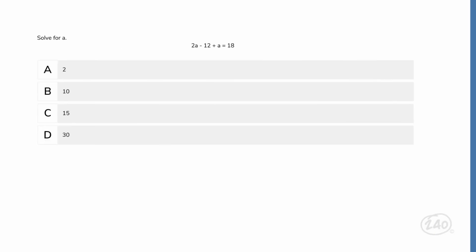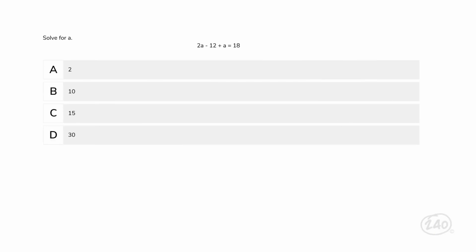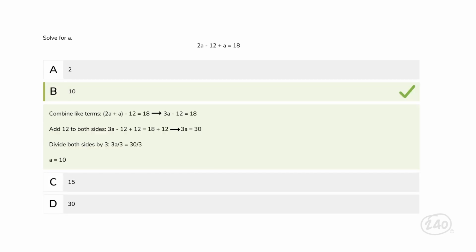Nice. Now let's do one where we solve for a variable. Solve for A. Remember, this is one of those where whatever you do to one side, you need to do to the other side as well. The correct answer is A equals 10.